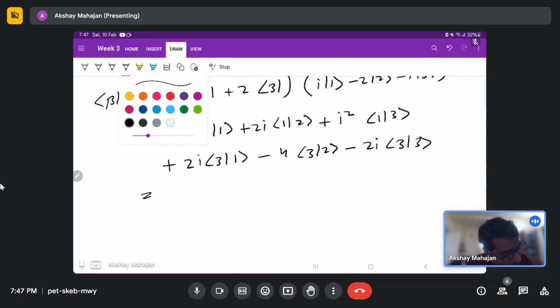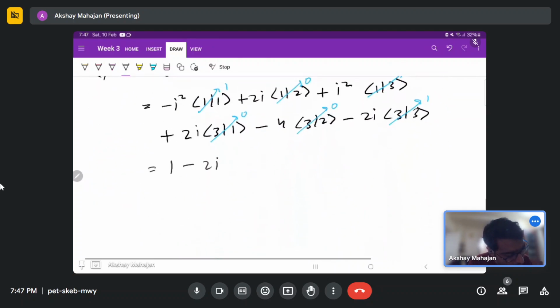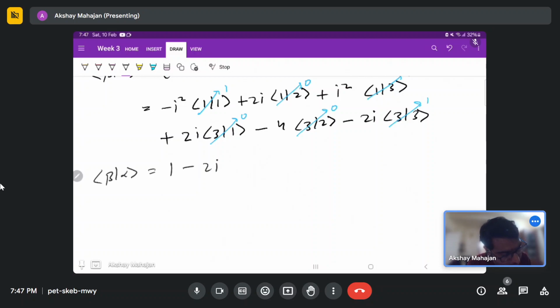and here again this will be 1, this will be 0, this will be 0, this will be 0, this will be 0, and this will be 1, and iota squared will be minus 1, so we will have 1 minus 2 iota. So this will be our bra beta ket alpha, and here we can check that this 1 minus 2 iota is basically the complex conjugate of 1 plus 2 iota, which is our bra alpha ket beta complex conjugate.